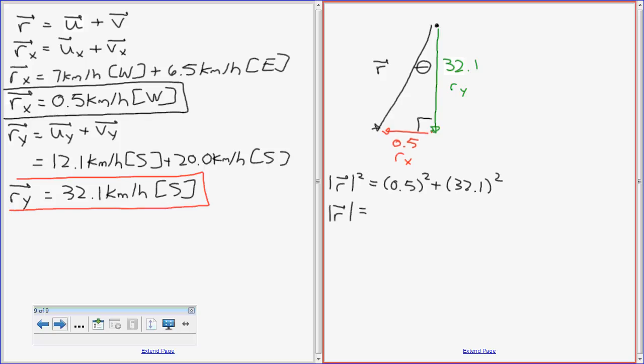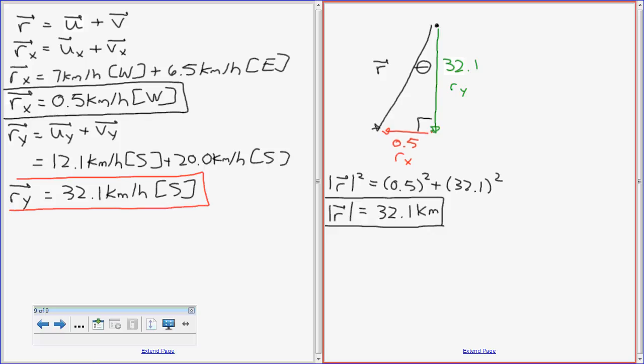What do we get for an answer? Anybody? 32.2? 32.0965. Oh, okay, so this one's a little bit bigger. A little smidge bigger, if you keep all the decimal places. Now we're good. Okay, let's finish up here then.